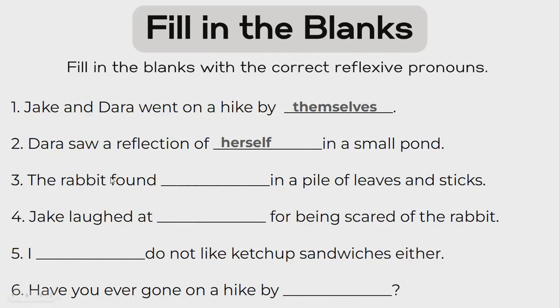Number 3, my subject is rabbit. Generally with animals, we consider that an it, and it is just one rabbit, so the reflexive pronoun should be itself. I'll read it, you repeat it. The rabbit found itself in a pile of leaves and sticks. Number 4, Jake. Again, if you're not sure about the gender, Jake is a boy, so for he, it should be himself. I'll read it, you repeat it. Jake laughed at himself for being scared of the rabbit.